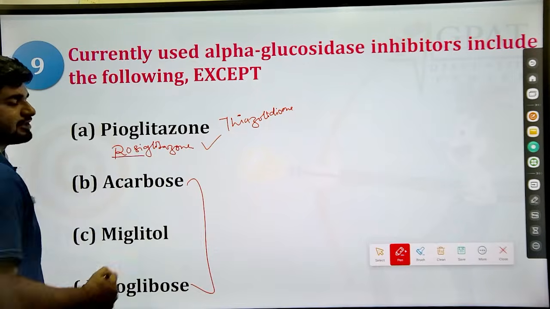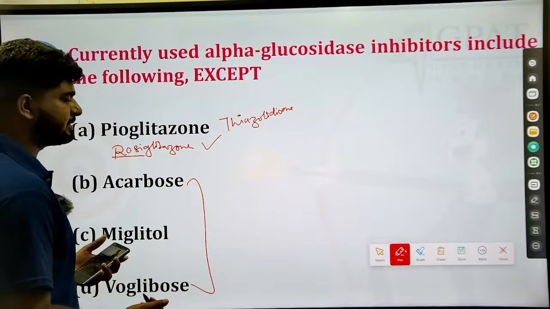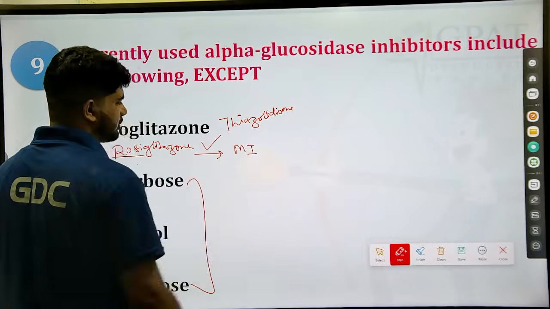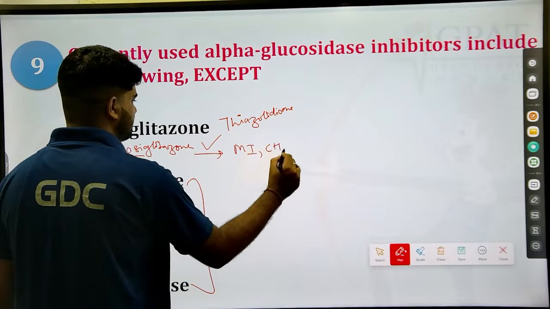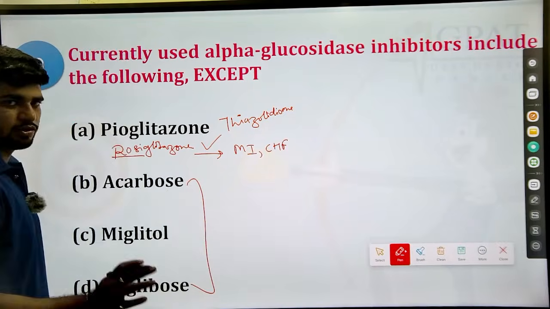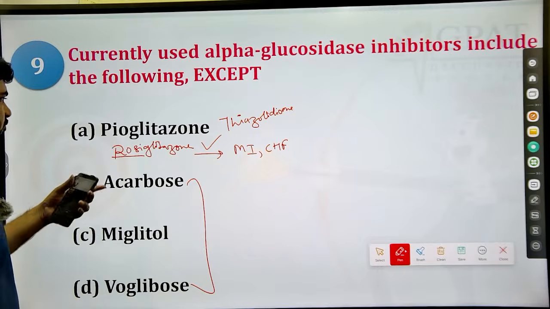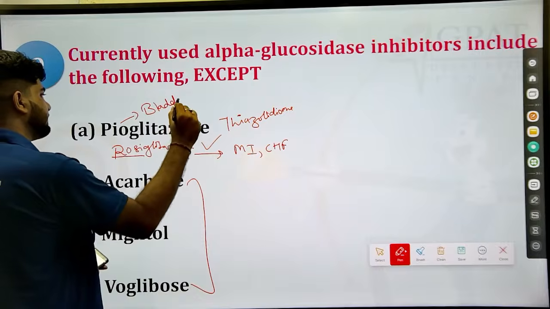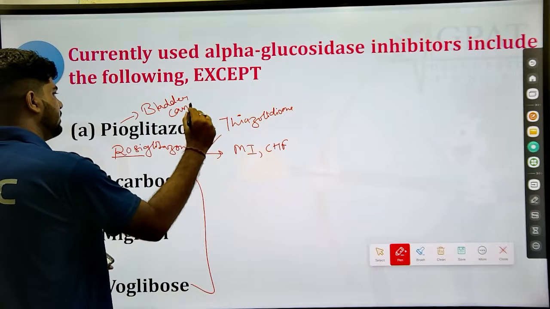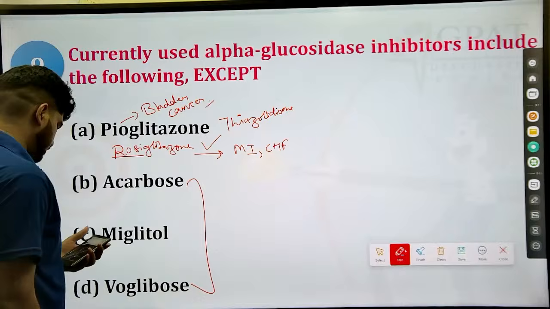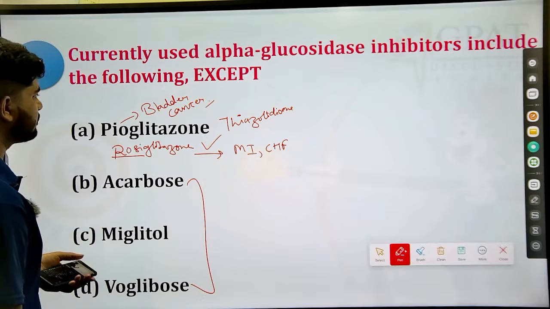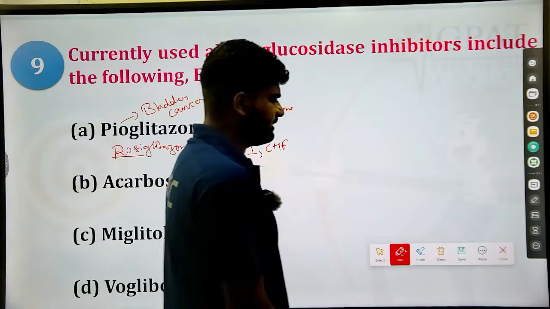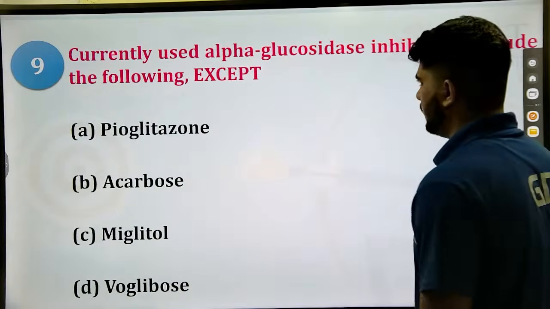So what is the trick to remember? Rose is banned in India, just because of myocardial infarction, CHF, congestive heart failure, and renal failure. Through these conditions, that's why it is banned in India. Pioglitazone is associated with bladder cancer, guys. You have to remember. Pioglitazone is your thiazolidinedione; acarbose, miglitol, and voglibose are your alpha glucosidase inhibitors. Simple.